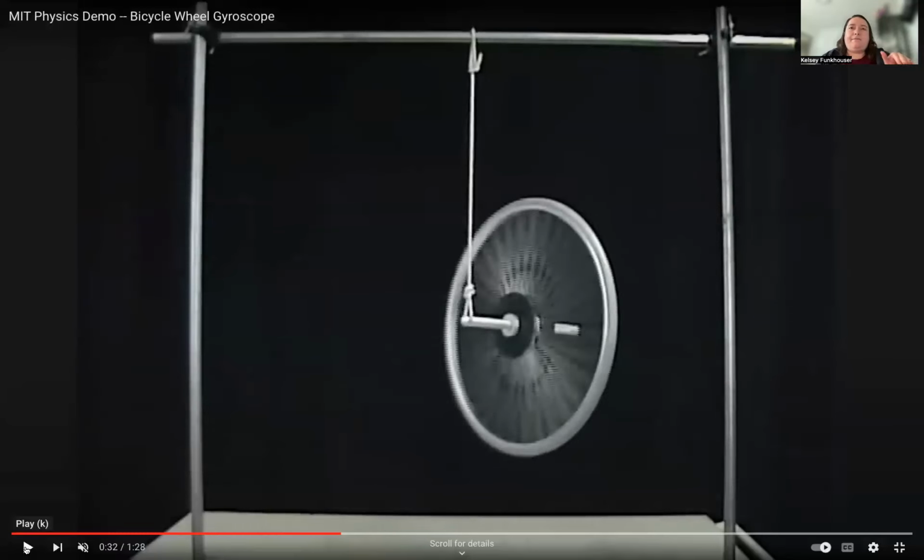Okay, let's talk about what happened for a second. So it starts out, the bicycle wheel has an axle through the middle, and it's just hanging from this rope. And then someone comes up and gets it spinning a whole bunch. And once it's spinning, they stand it up like this, and instead of falling back down like we might expect, it precesses or moves around in this circle. So we're going to look at how that happens.